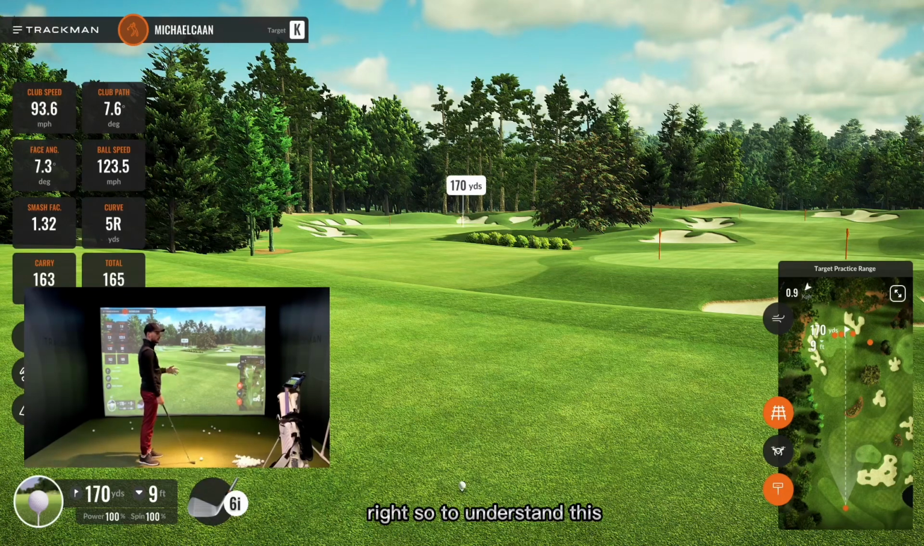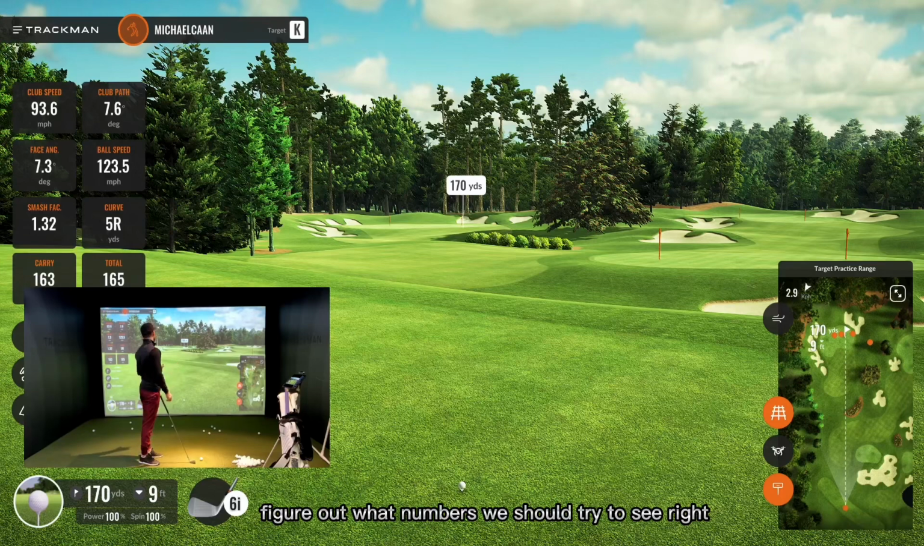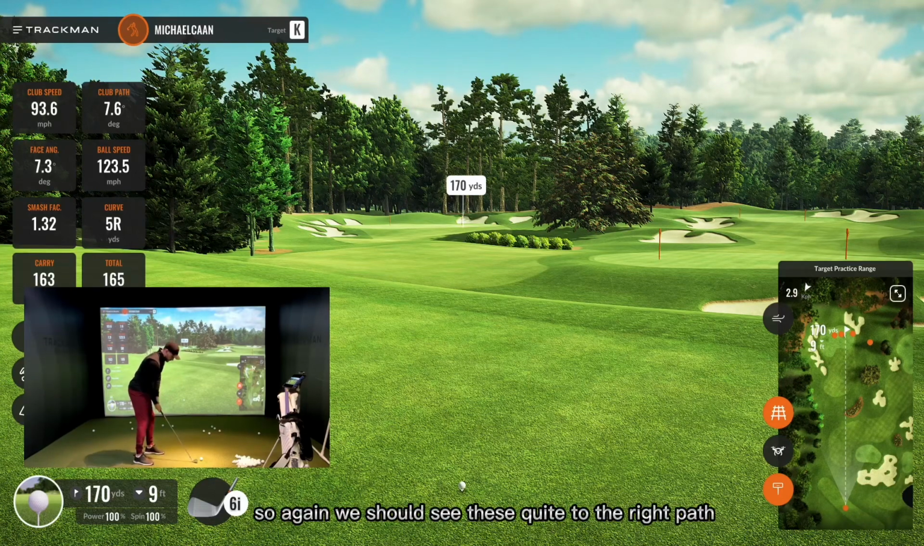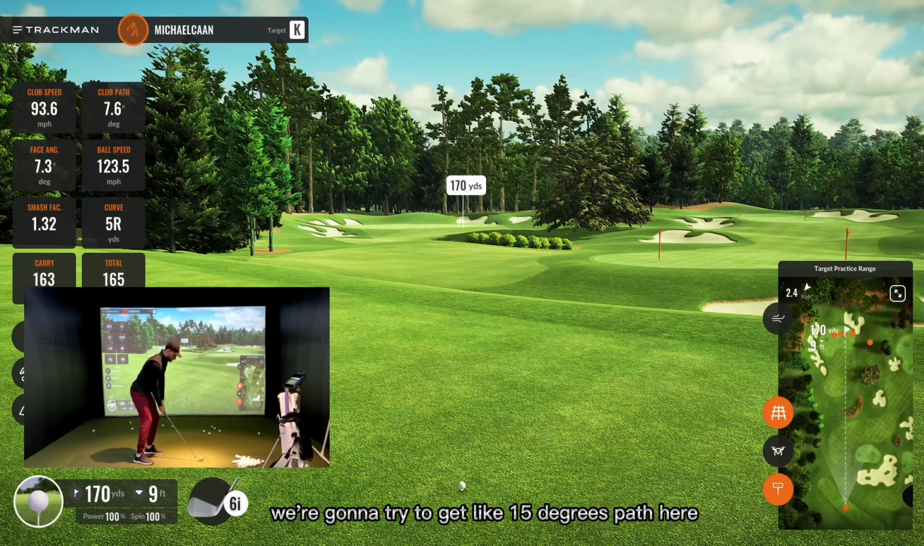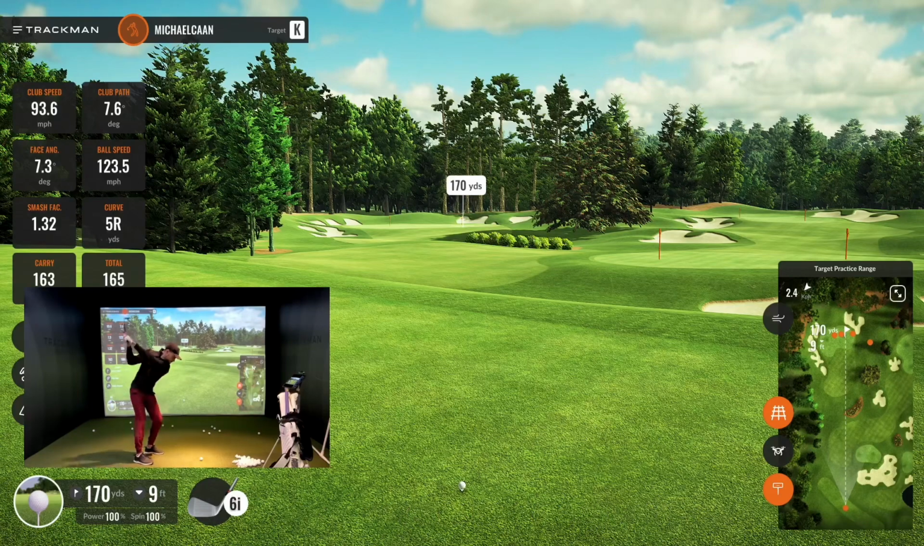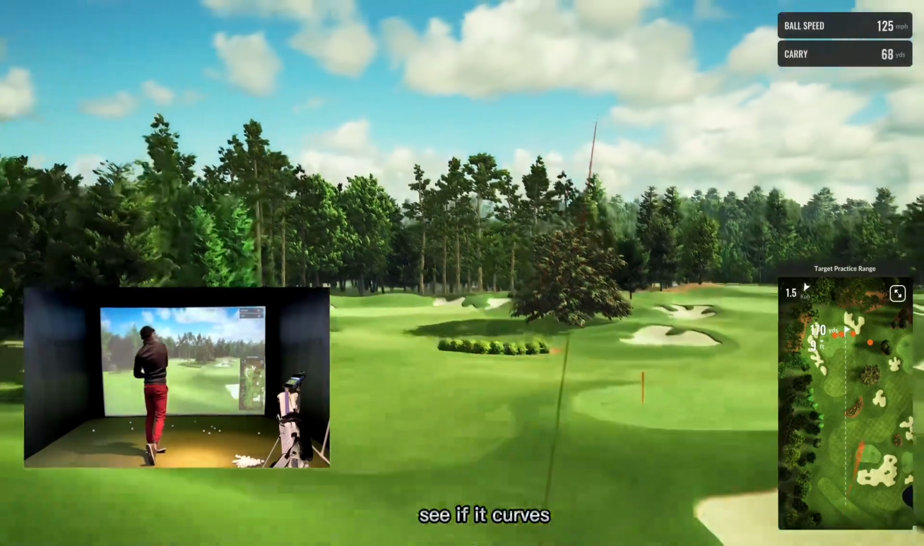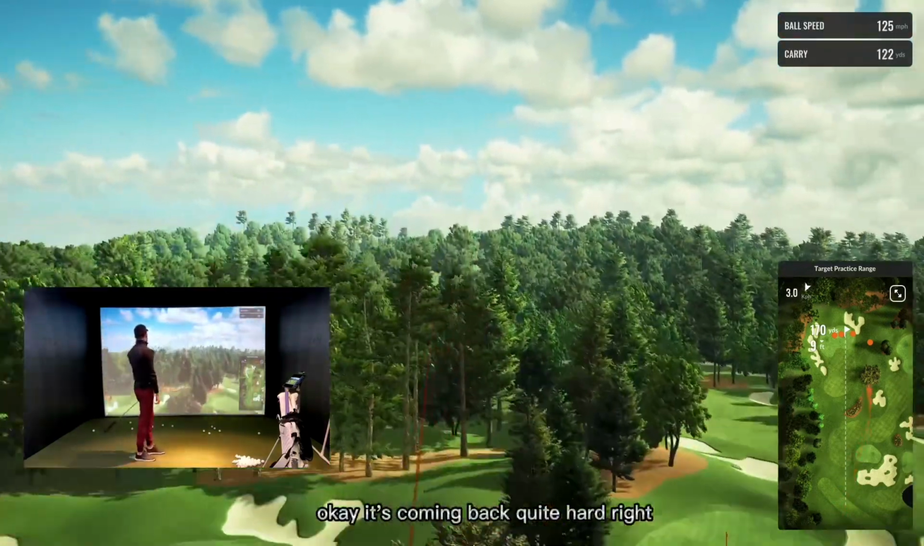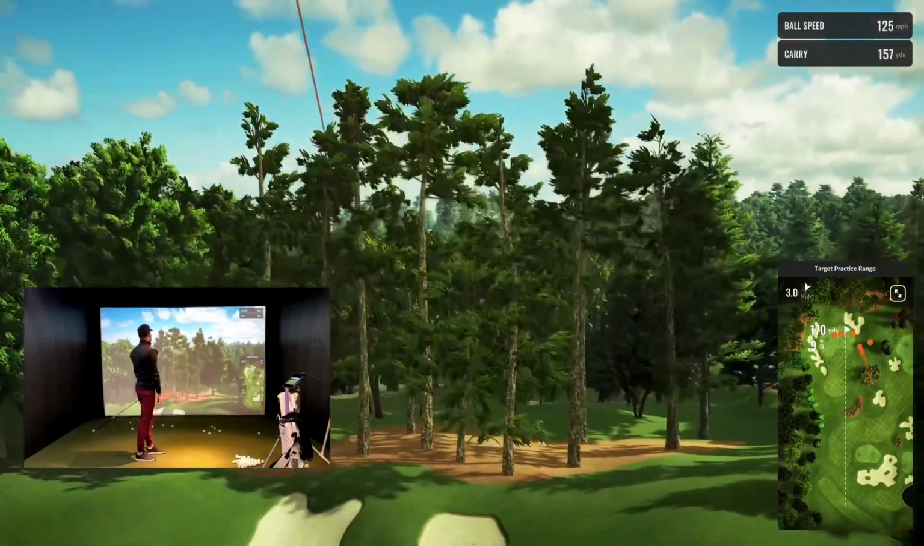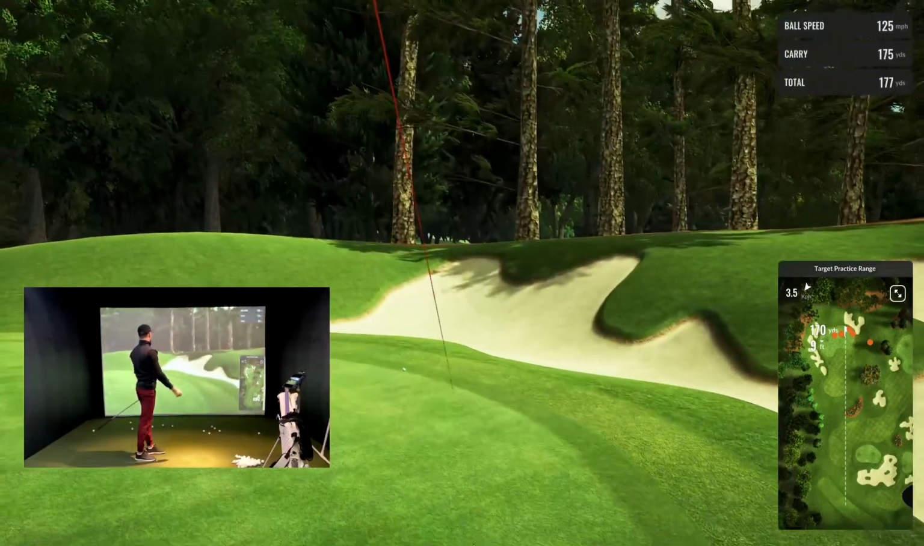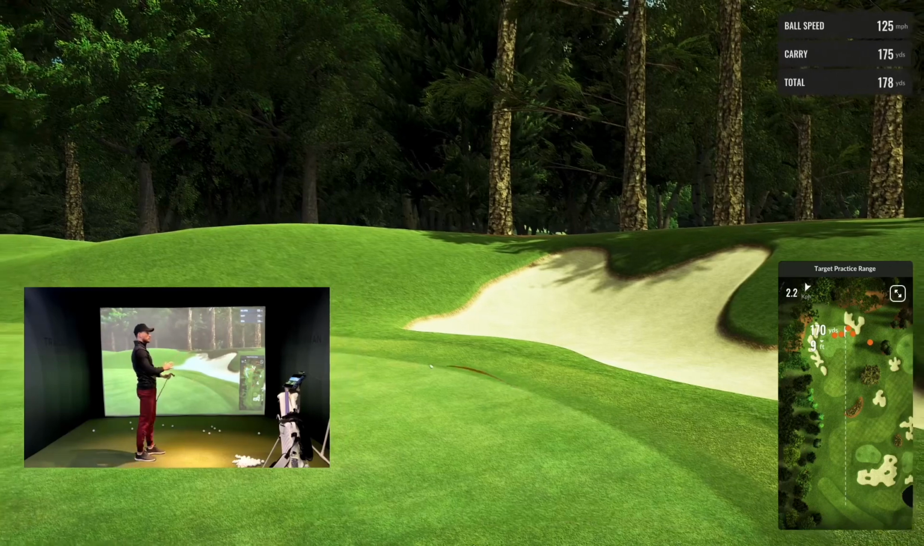So to understand this, figure out what numbers we should try to see, right? So again, we should see these quite to the right. Path, we're gonna try to get like 15 degrees path here. See if it curves. Okay, it's coming back quite hard, right? Great shot. So we should see these numbers.